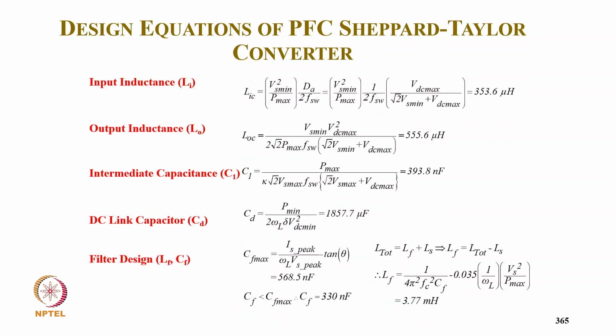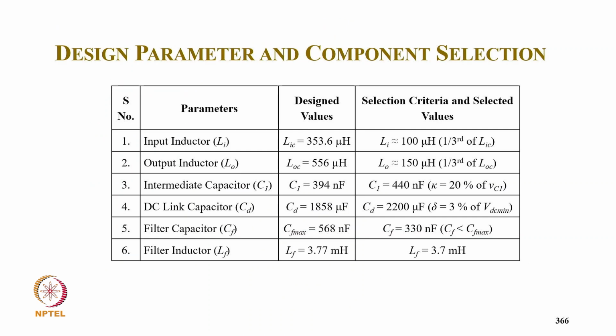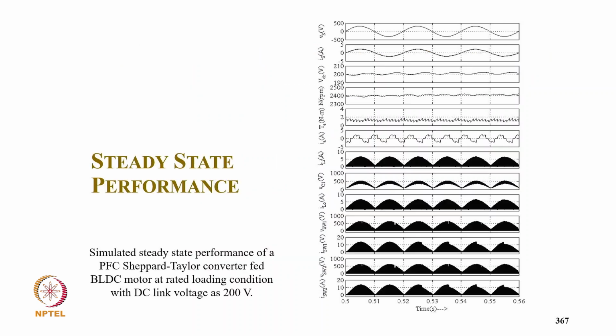Like so, we calculate here. The advantage is the input inductor is also quite low, 350.6, and the output inductor also 556.6 microhenry. Capacitor is 390.8 and DC link 1857, similar to earlier, and CF 30 nanofarad and LF is 3.77 millihenry. So here we select the input and output inductor both 1/3, so the size of the converter reduces. Li 100 nanofarad and L equal to 150 microhenry, and other parameters are the same.